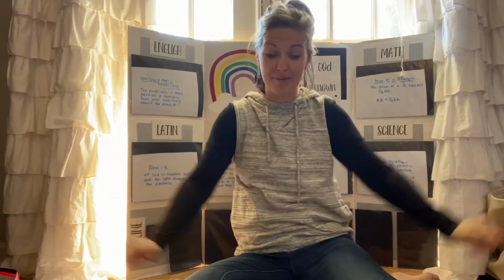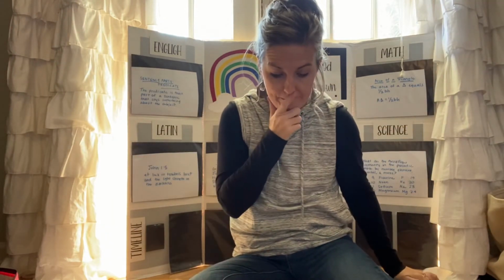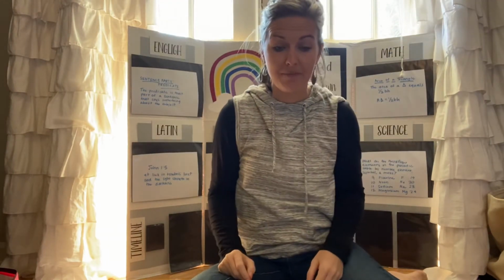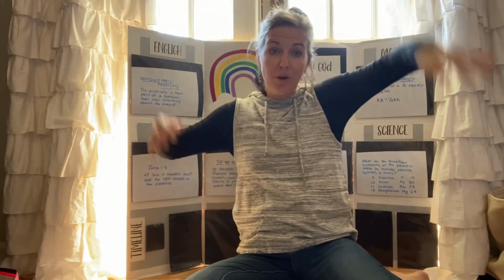All right, good job. Now this time, we're going to swing like a monkey. Ooh, ooh, ooh, ooh, ah, ah. You ready? Repeat after me. The predicate, ooh, ooh, is that part, ooh, ooh, of a sentence, ooh, ooh, that says, ooh, ooh, something about, ooh, ooh, ooh, ah, the subject. All right, let's do it one more time.